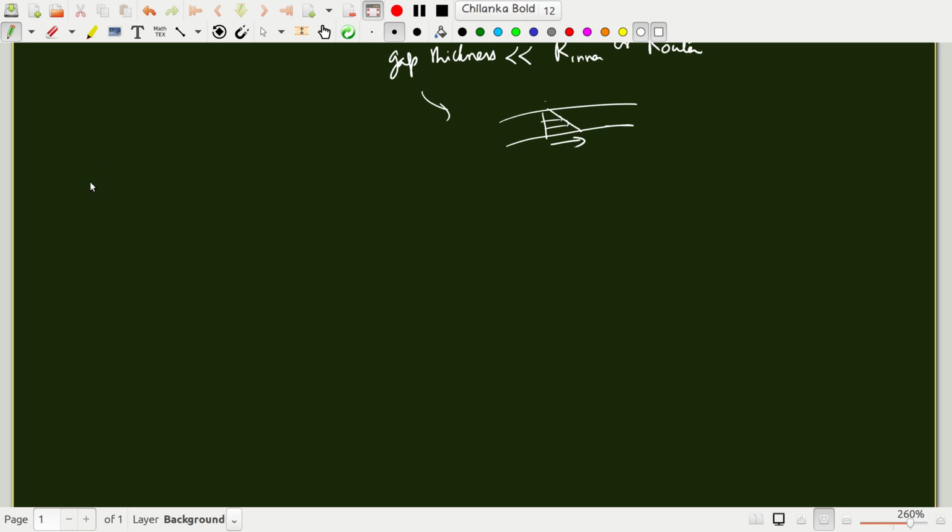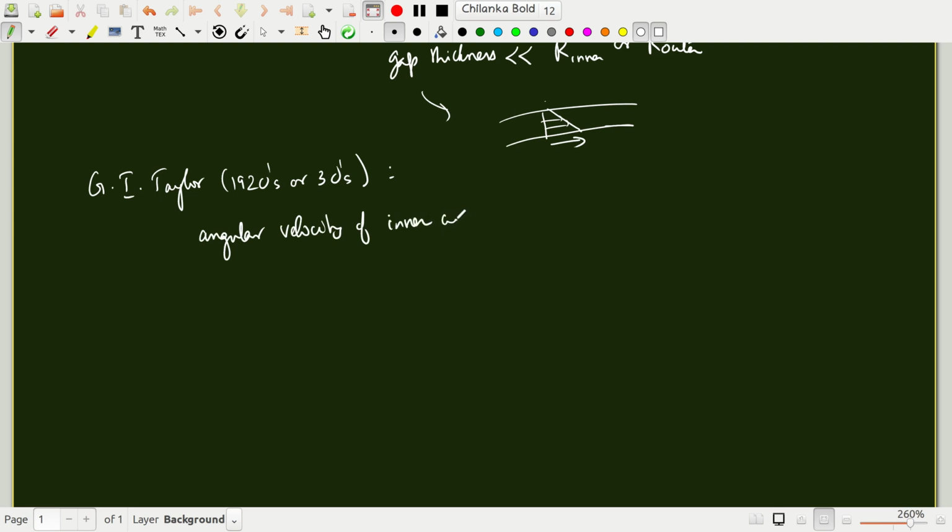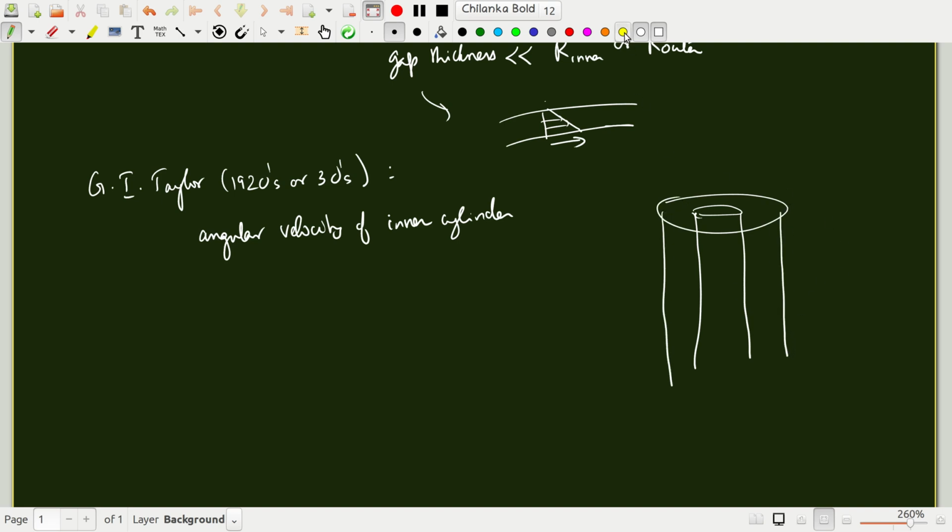Now what the English scientist, the British scientist J.I. Taylor observed in the early 1920s or early 1930s was that if the angular velocity of the inner cylinder keeps increasing, the outer cylinder is stationary, let's assume, then beyond a critical angular velocity, what happens is that the azimuthal nature of the flow is now destroyed. Then you will start seeing rolls.